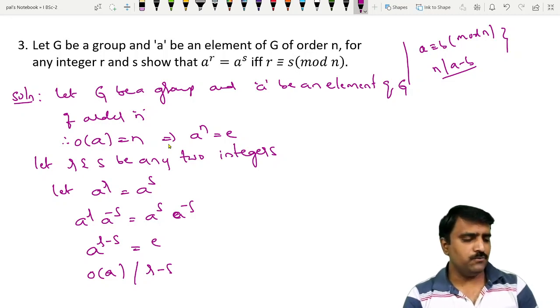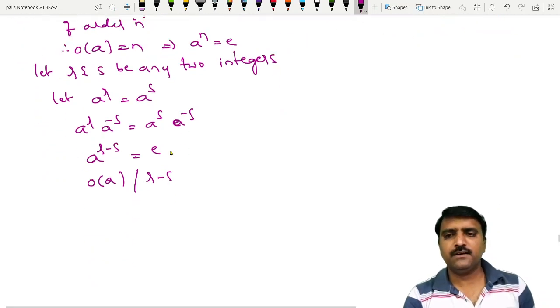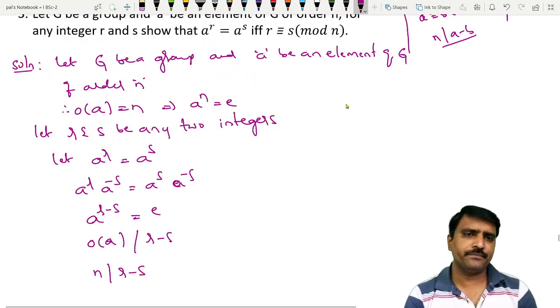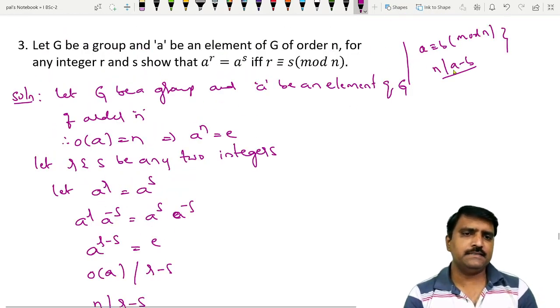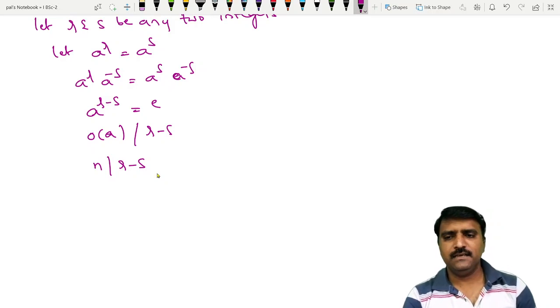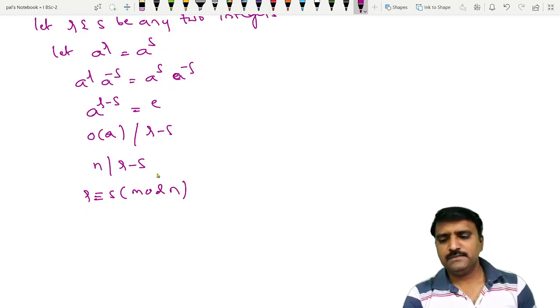What is the order of A? The order of A is n. So n divides R minus S. I already told you that n divides A minus B can be written as A congruent to B. Like that, n divides R minus S can be written as R congruent to S modulo n.